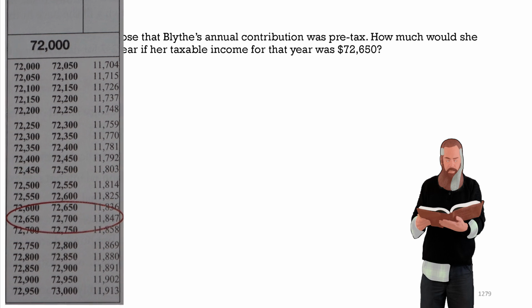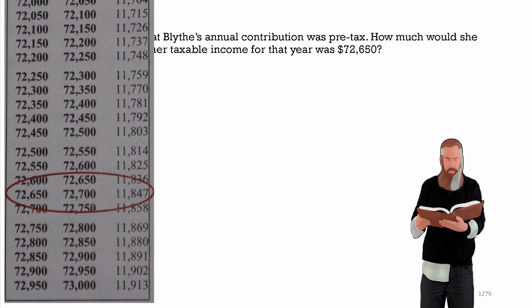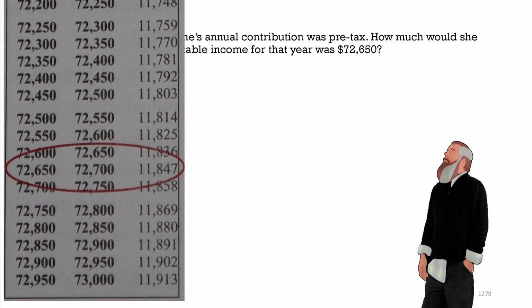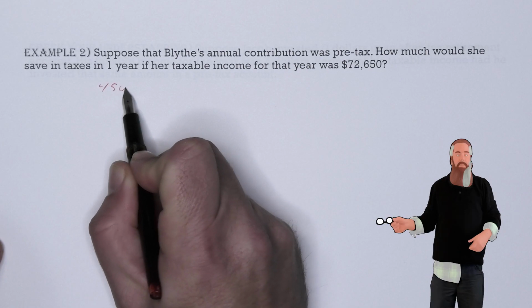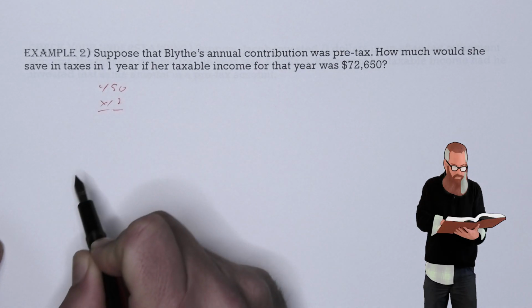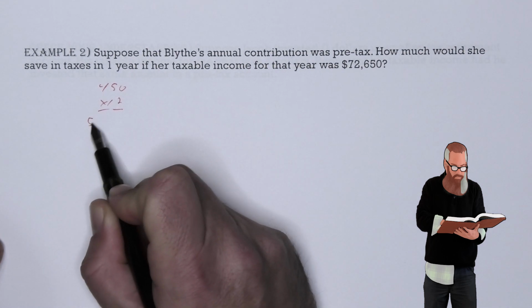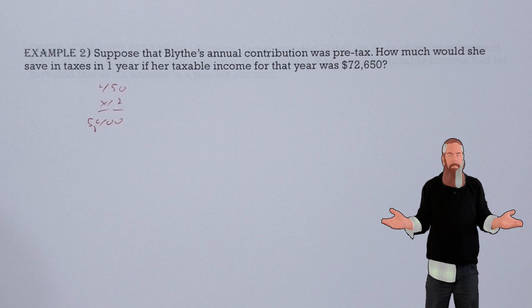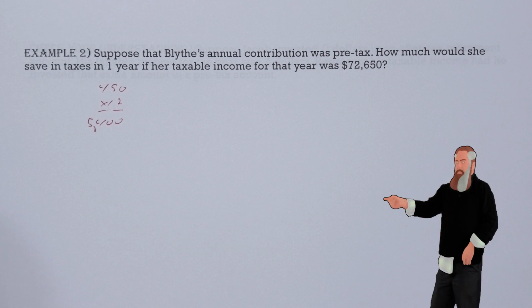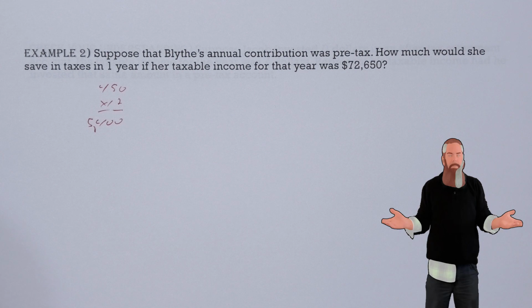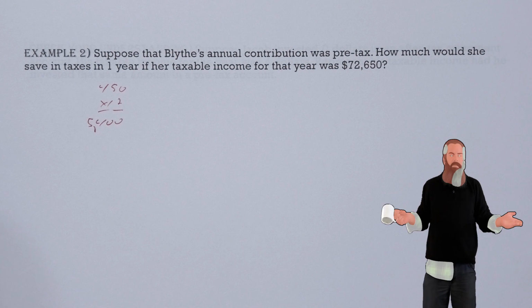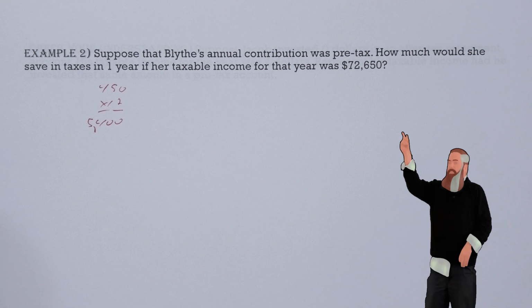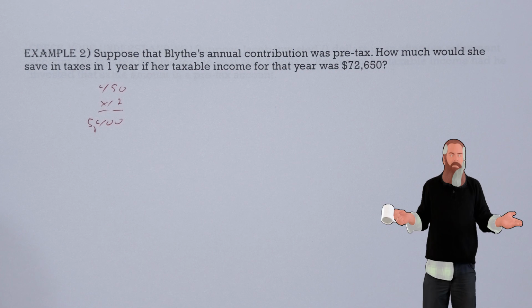Using a tax table, we can see that Blythe owes $11,874 in taxes. Blythe's contribution of $450 each month times the 12 months the contributions will be made will make $5,400 as the contribution. By using pre-tax dollars for her retirement investment, her income was reduced by $5,400. Had her retirement deductions not been pre-tax dollars, her taxable income would be $5,400 higher.